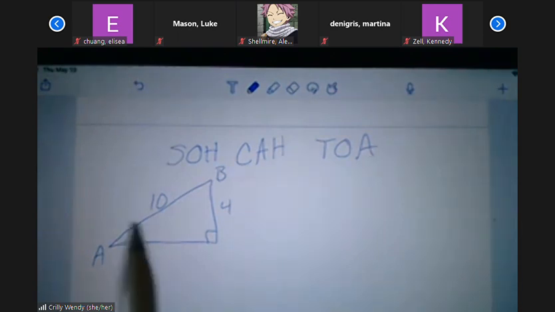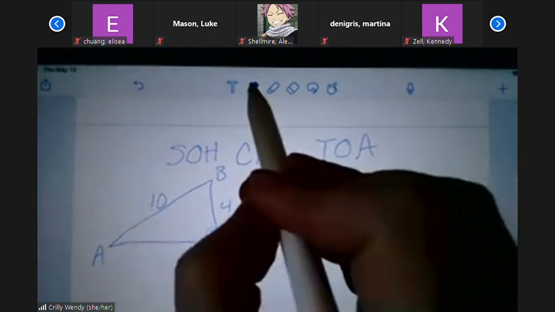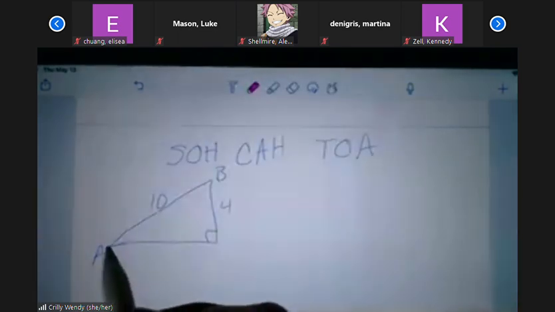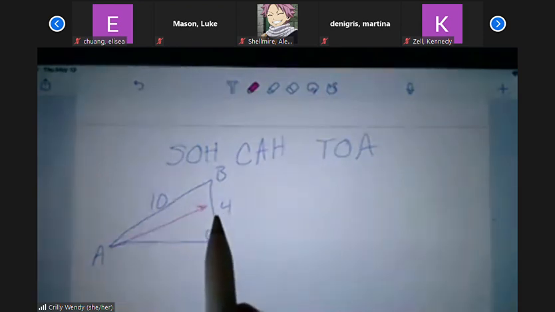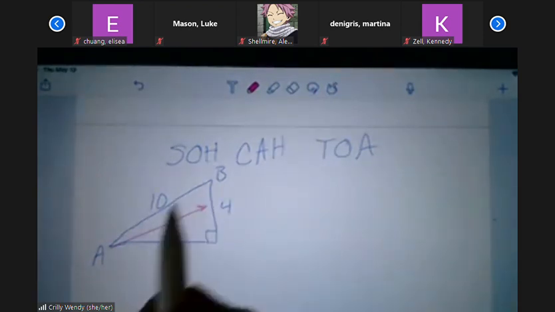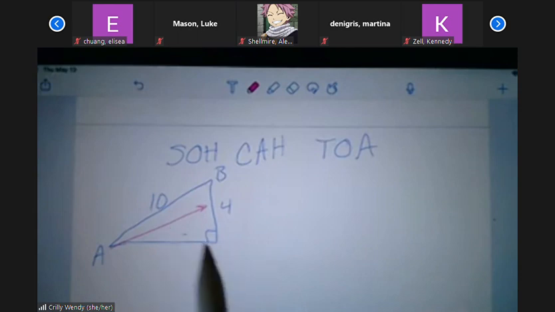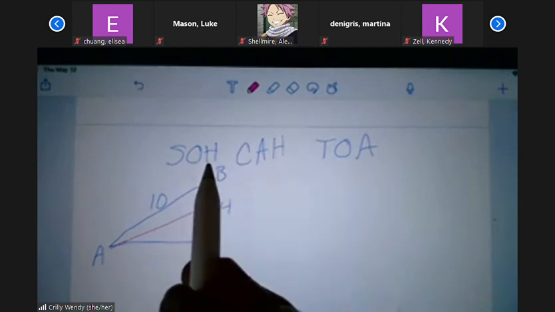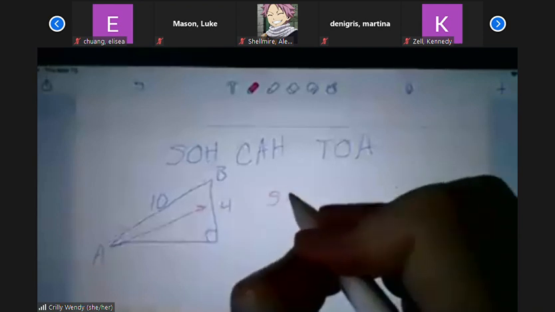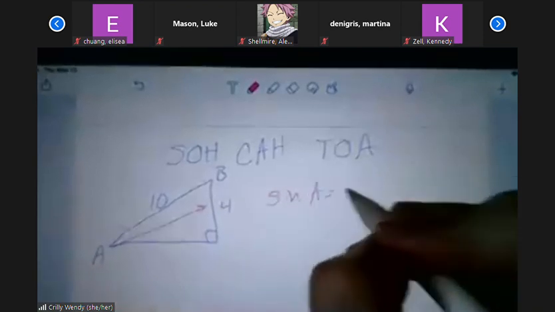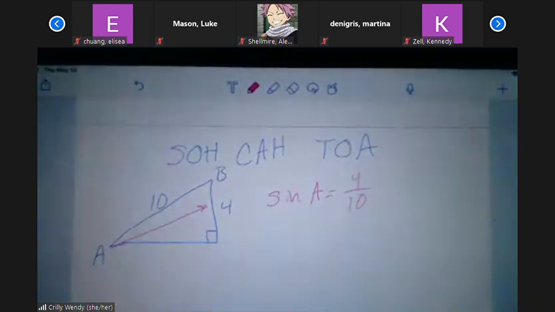So if I'm looking at angle A, if I go straight out from angle A, I hit the 4. That means the 4 is the opposite leg, and then the 10 is the hypotenuse, because the hypotenuse is always across from the right angle. So that would be opposite and hypotenuse, so that would be sine. So here I would say the sine of A equals 4 over 10.